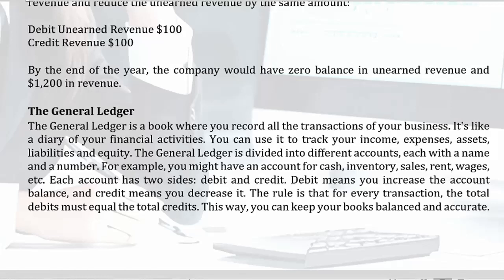Each account has 2 sides, debit and credit. Debit means you increase the account balance, and credit means you decrease it. The rule is that for every transaction, the total debits must equal the total credits. This way, you can keep your books balanced and accurate.